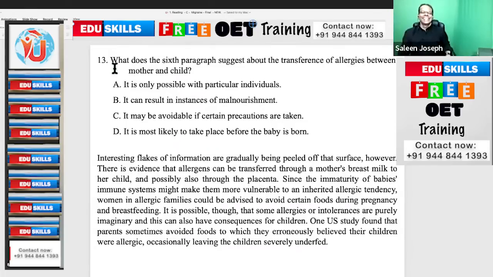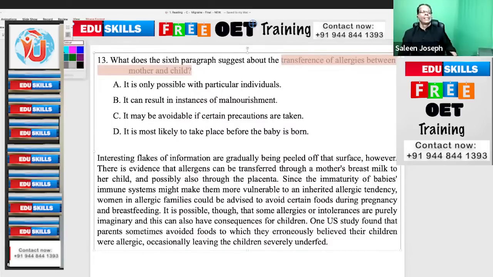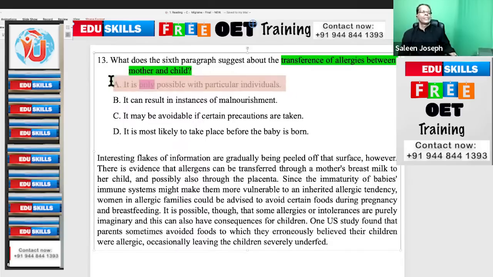Father, continue. 13th one, another beautiful one. I simply love these questions. See, the 13th one: what does the 6th paragraph suggest about the transference of allergies between mother and child? What is important? Mother and child, transference. Sixth paragraph. Option A: it is only possible with particular individuals. "Only" is absolute. So we will eliminate and see whether it is correct. Elimination is correct? We don't know, Father. We haven't gone to the text. Okay. Second one: it can result in instances of malnourishment. Result.